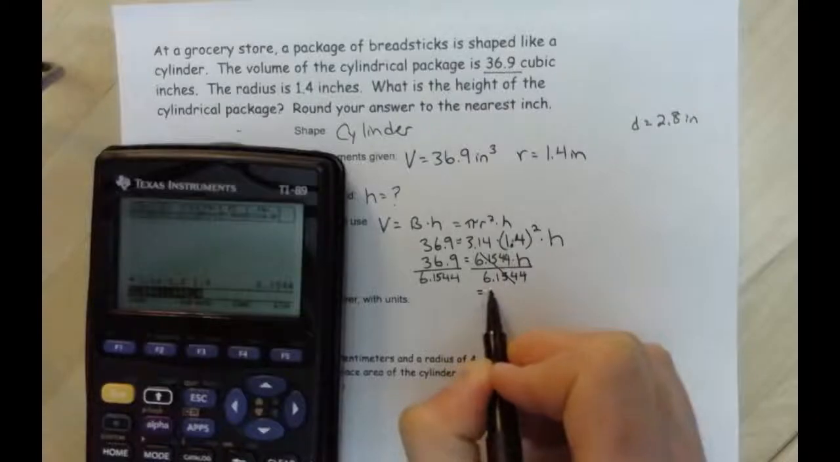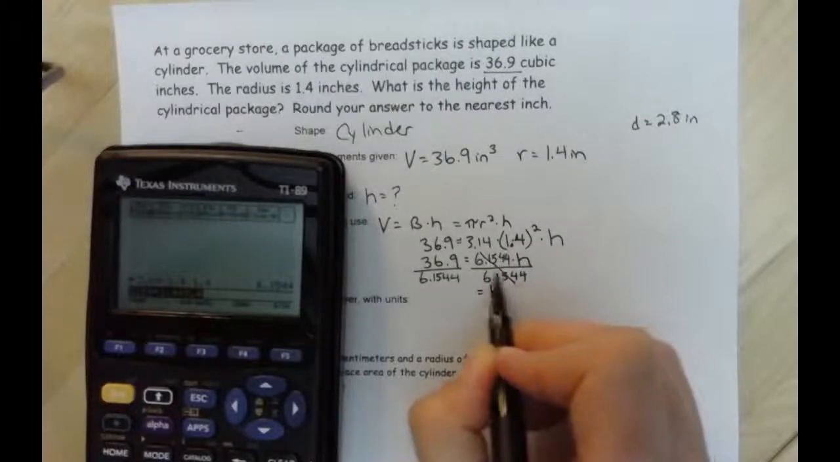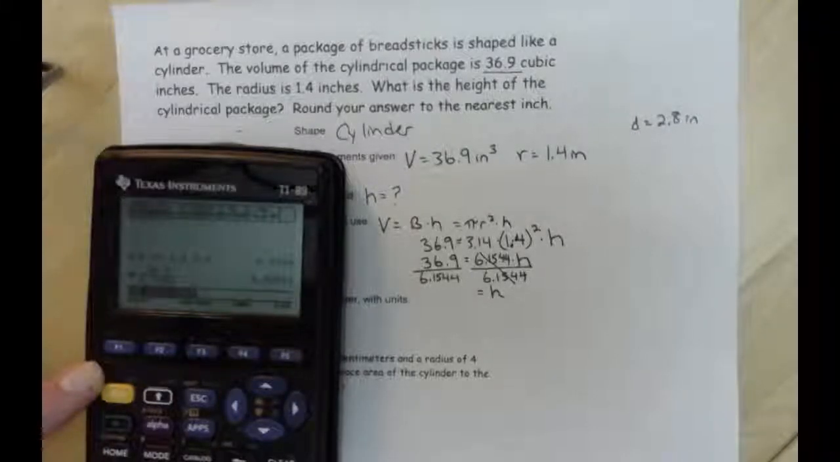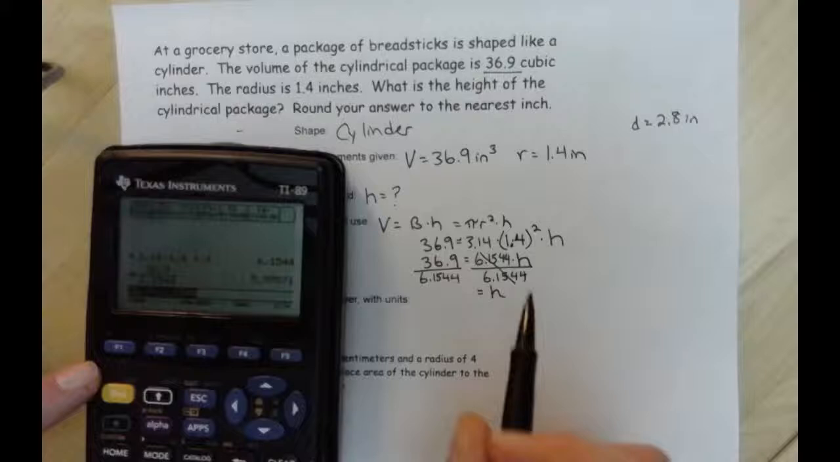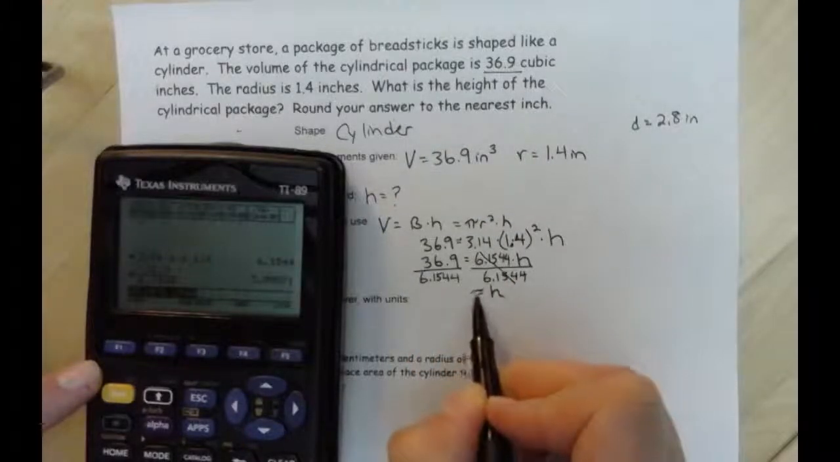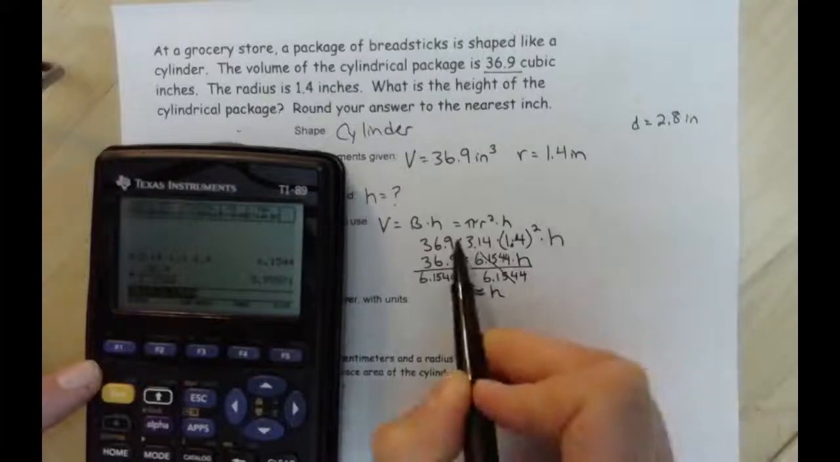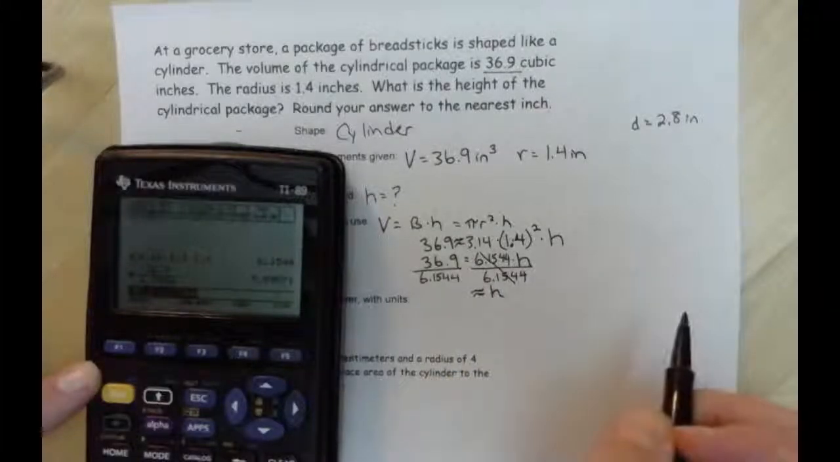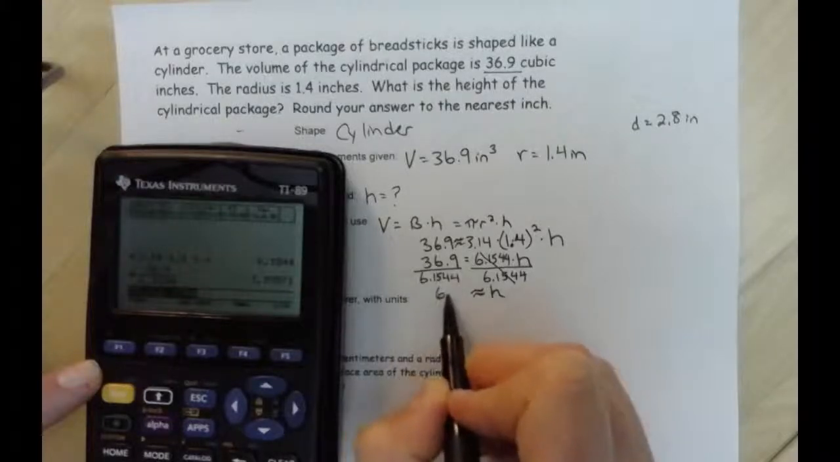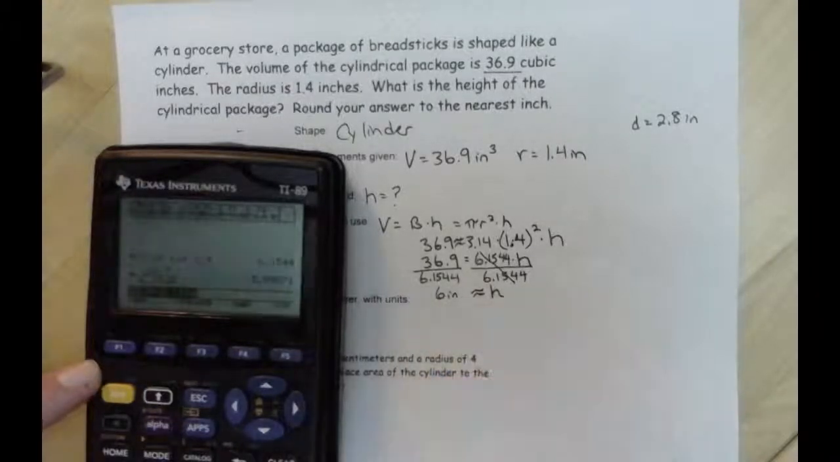So on the right, this reduces to 1h, or just h. And on the left, 36.9 divided by that number there is equal to 5.995, and it says round to the nearest inch. So actually this is approximately equal to, because we plugged in an approximation for pi. So h is approximately equal to 6 inches.